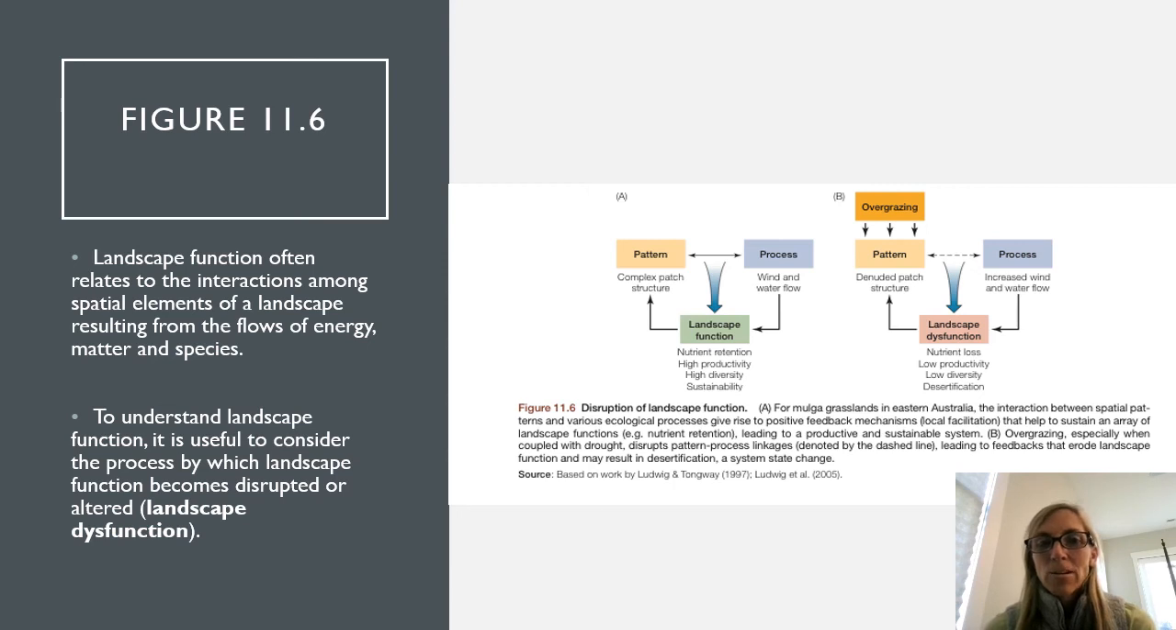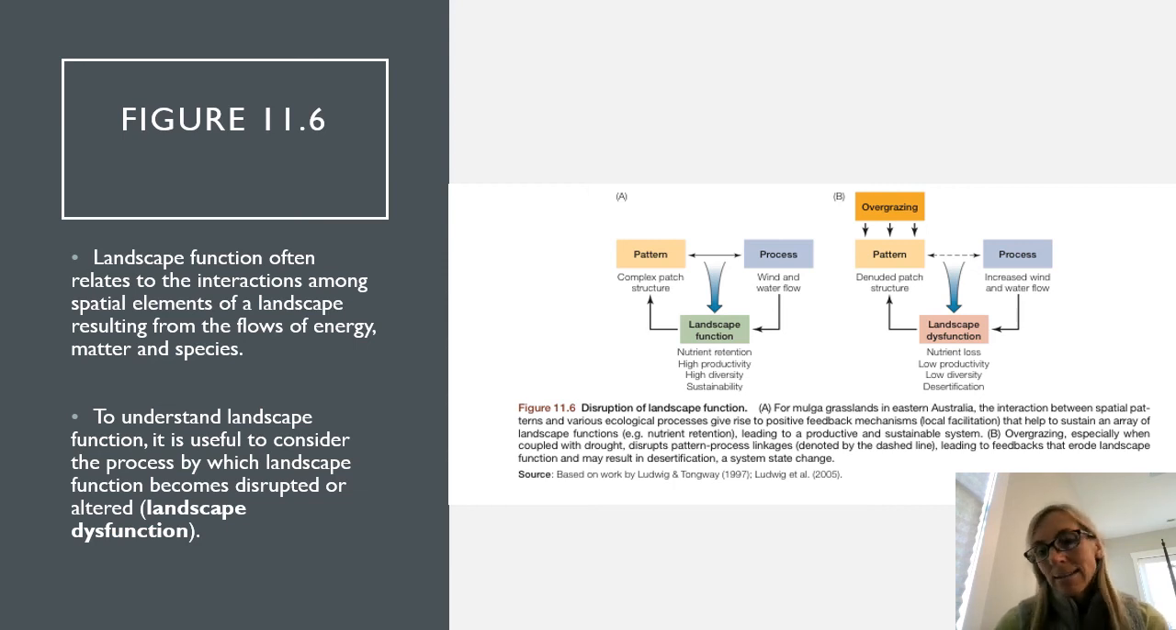Of course, landscape function often relates to the interactions among some of the elements of a landscape and results from the flow of energy and matter and species. The example from your book is of mulga grass in eastern Australia and the interaction between spatial patterns and various ecological processes that give rise to positive feedback mechanisms that can help to sustain an array of landscape functions. And so you see that interplay between pattern and process and landscape function that's in balance in this system.